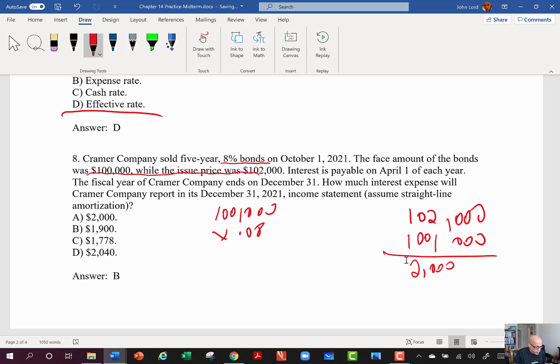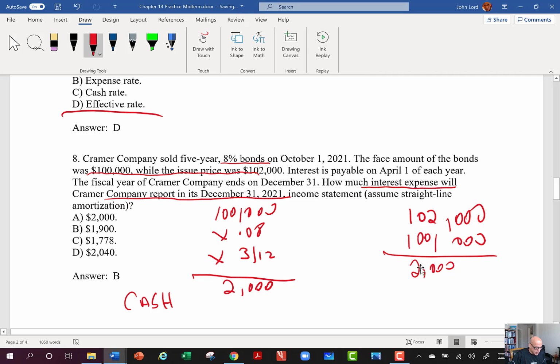Okay, so they issue the bond on October 1st, 2021, but they want the interest expense at December 31st, 2021. So what happens? They want me to figure out what the interest expense is for the portion of the year from October 1st to December 31st. So that's what? All of October, all of November, all of December. That's 3 months. So I multiply that times what? Times 3/12. And so the cash interest, remember we use the stated rate to figure out the cash interest. The cash interest is what? $2,000.